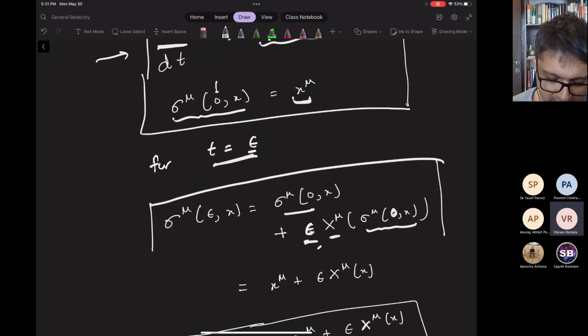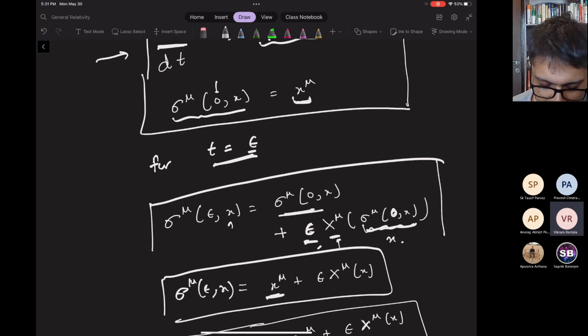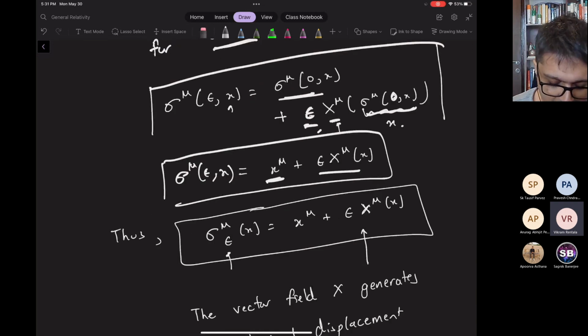So in simplified notation, this initial point is just given coordinates x mu, which is the same as this initial point. And this point is epsilon X mu of x, because this is x again. Therefore, the new coordinates of where we will be after an epsilon flow will be the point where we started plus epsilon times X mu. Under an epsilon flow, the coordinate changes by an amount epsilon times capital X mu, where these are the components of the vector field X that we were given.